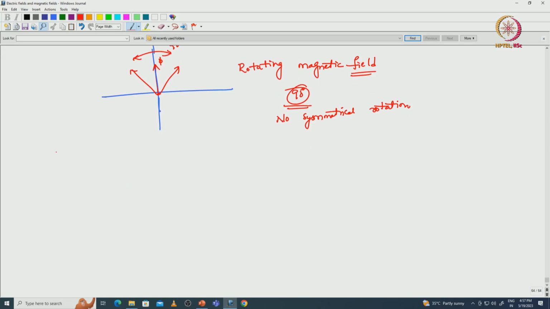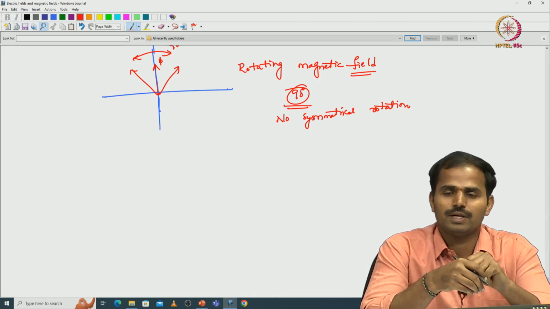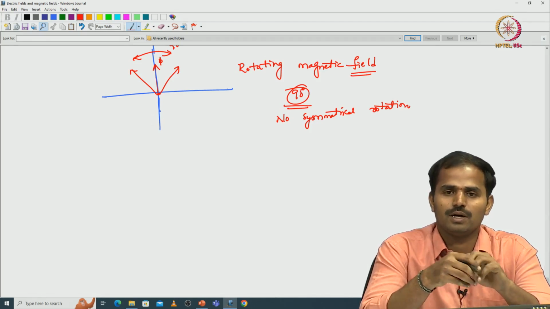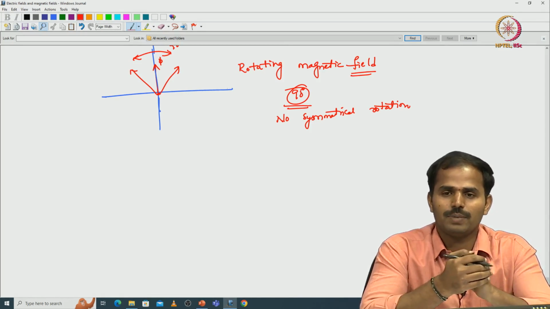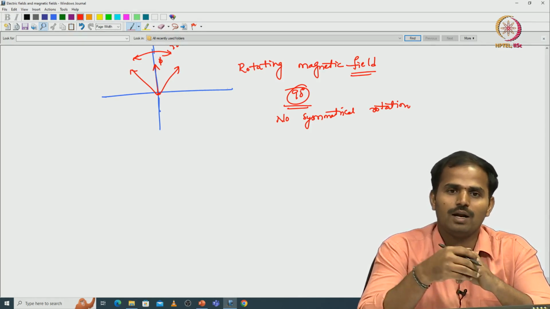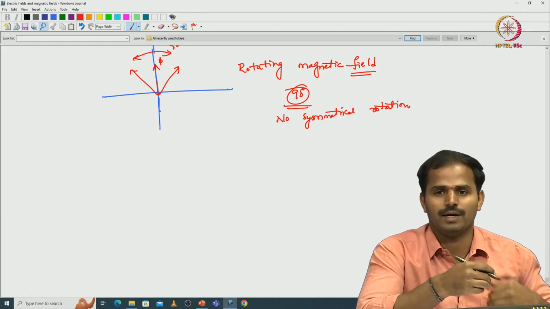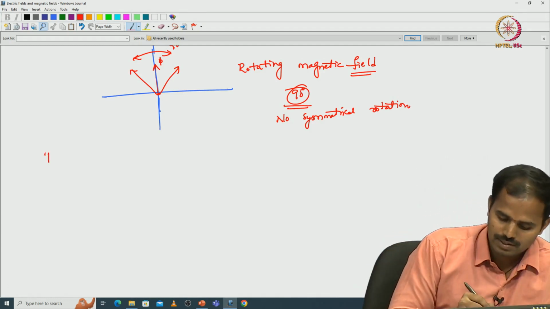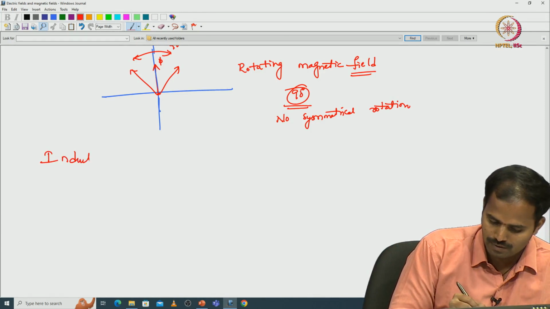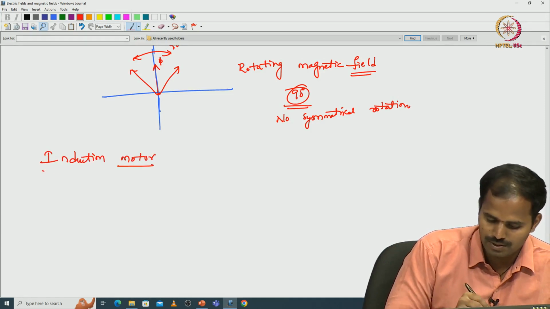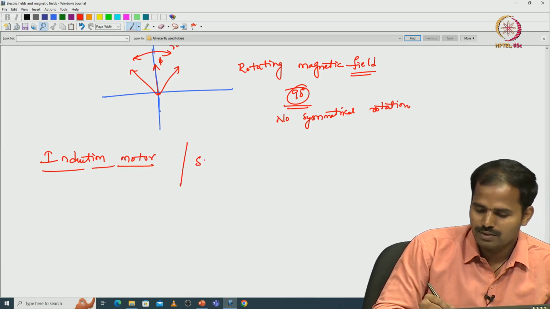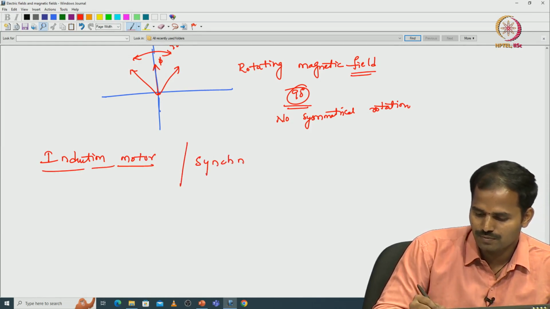So, with this the magnetic fields with respect to the DC machines is done. Now, we will see magnetic fields with respect to the AC machines, where we are giving the AC supply directly, what will happen. Let us consider the induction motor or induction machine, or we can consider the synchronous machine also.